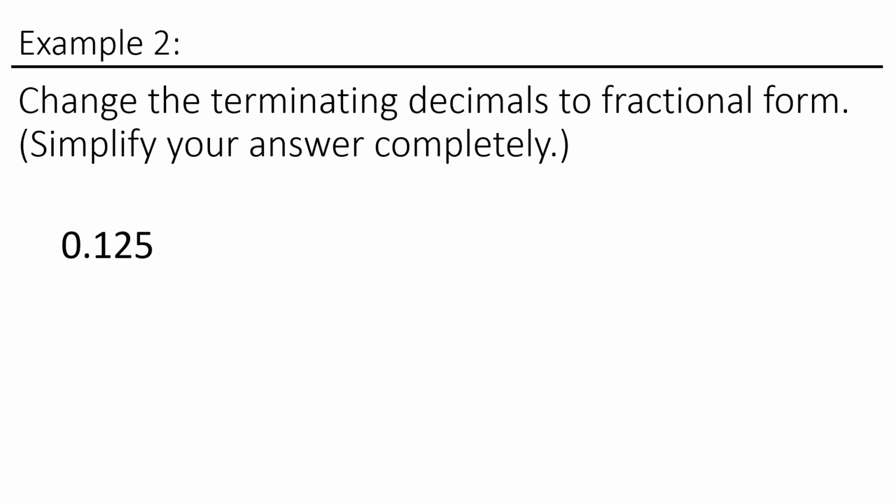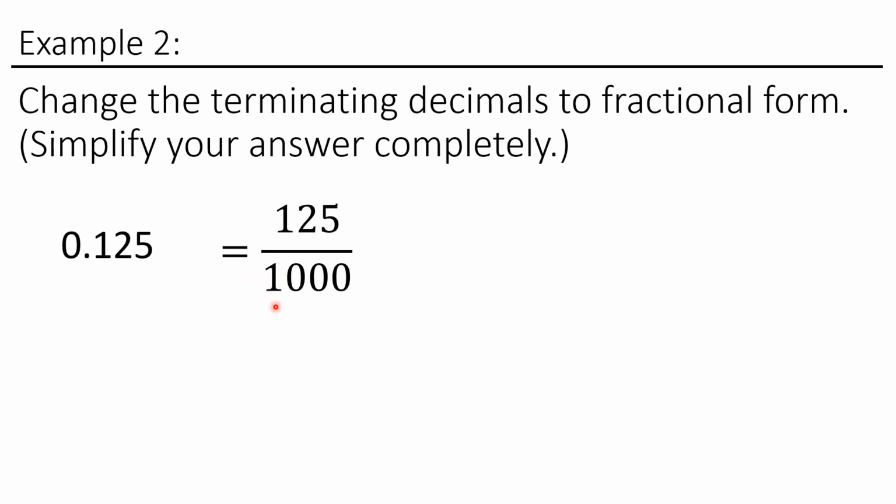On these examples, you're going to be asked to change the terminating decimals to fraction form, and they want you to simplify your answer completely. So make sure your answers are in simplest form. So 0.125, what we're going to do is change that to 125 over 1,000. I simply took this and wrote it from decimal form to over 1,000.